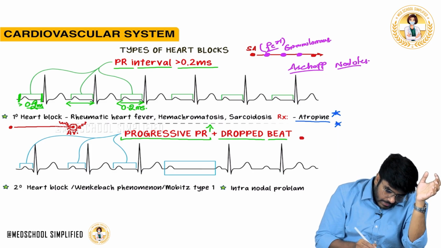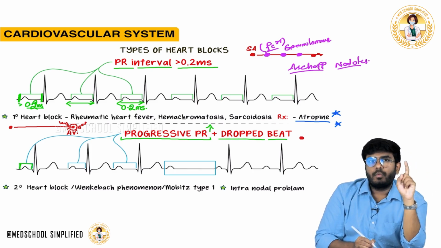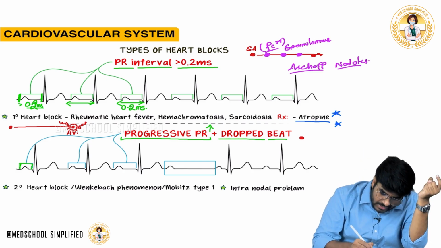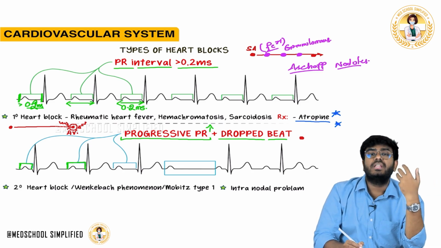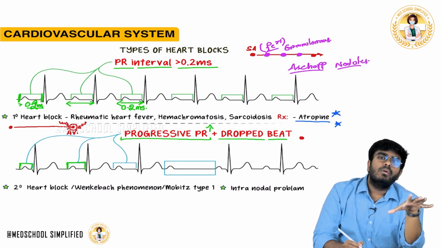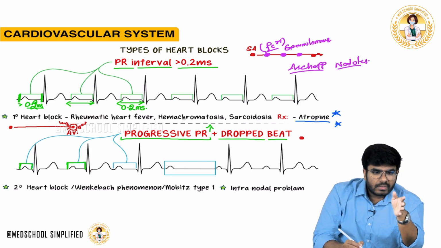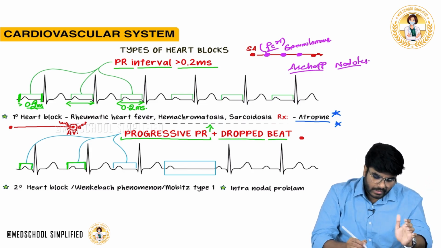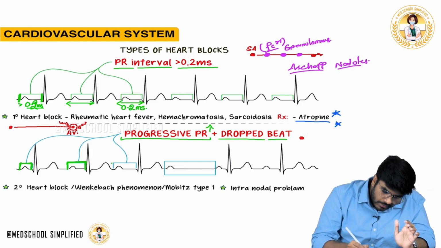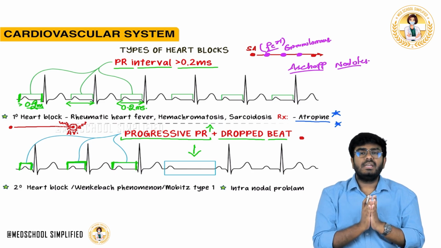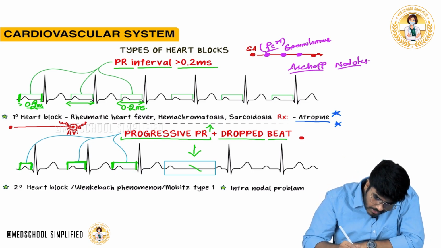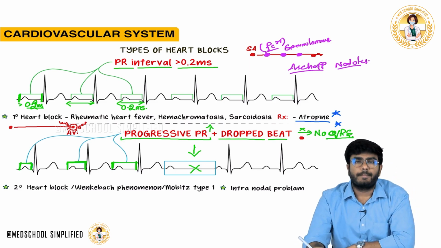First it's normal PR interval, 0.1 second. Next, the PR interval starts to prolong. Now the patient is again taking some drugs or toxins, or doing binge drinking, so the AV node is again getting affected. First it is normal, then a little bit of prolongation, then again the PR interval is prolonged. Suddenly there is a complete block. The AV node stops functioning. So the ventricles do not contract, so there is no QRS complex. Dropped beat means no QRS complex.